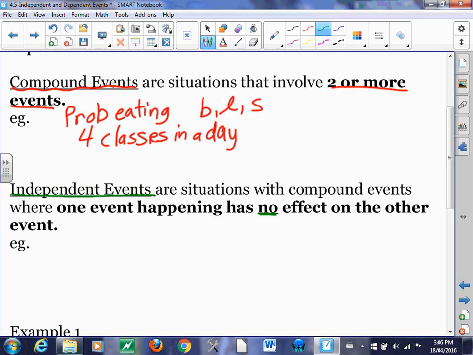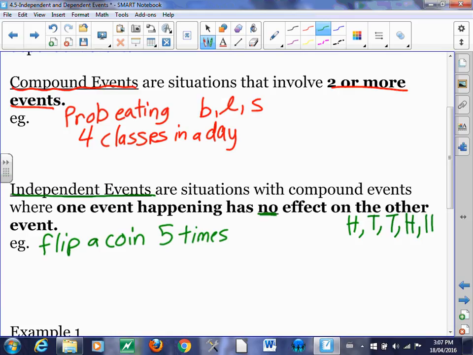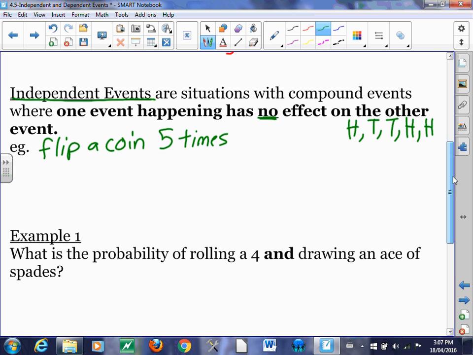Okay? So, example, if I flip a coin 5 times, and I flip it first time, I get a heads. Does the second time I flip it depend on what I got on the first? No. So maybe I get tails, maybe I flip it again, I get tails, maybe I flip it again, I get heads, and then maybe I flip it again, I get heads. Notice that each time I flip it, it's independent of the other outcome. All right, so let's do an example to follow that up.